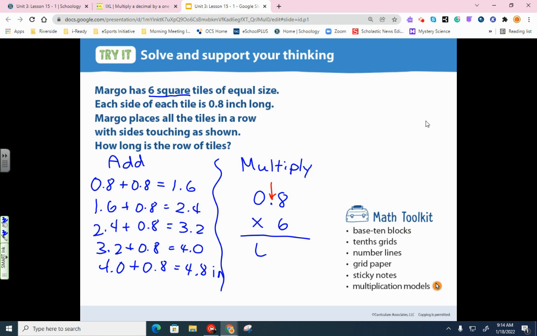We have 8/10 times 6, and 8 times 6 gives us 48. Now, since we're multiplying by a tenth, this is one place value. So we come over one place value, give us 4.8. We'll delve deeper into that later on, though, as far as easy ways to remember where to put your decimal point. But for now, just multiply your numbers, and then we'll figure out where the decimal point goes after.